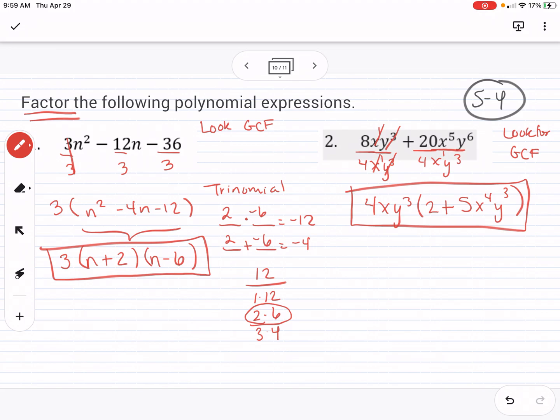The parentheses on the inside, we can't factor anymore because there's no common factors there, and it's not a difference of squares.